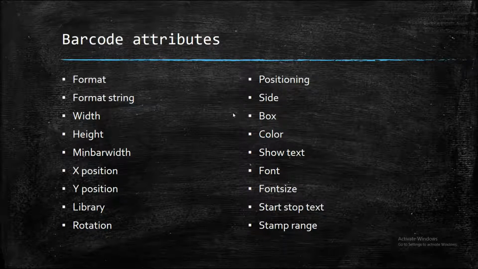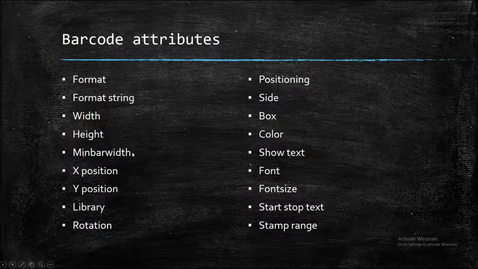Now, in the case of barcodes, there are some attributes that we're going to look at that are very much specific to barcodes, one of those being format. The format attribute for a barcode is going to be one of those barcode types that we just saw on the previous screen. Another one is min bar width, which specifies the minimum width that a barcode can be. That's going to be used for linear barcodes.